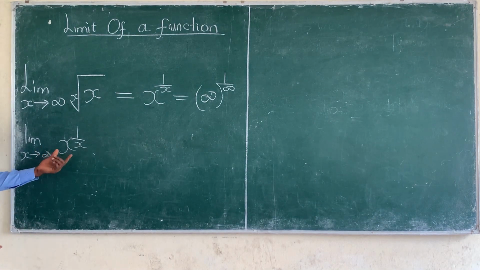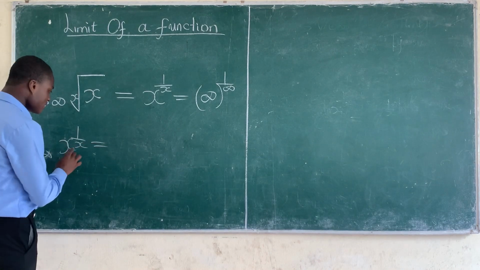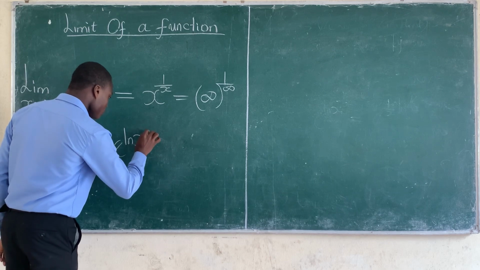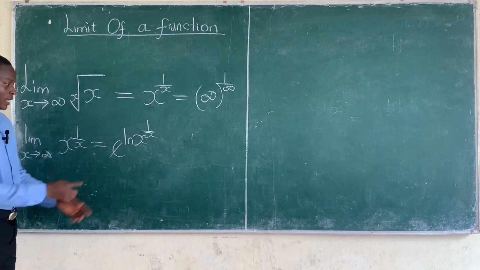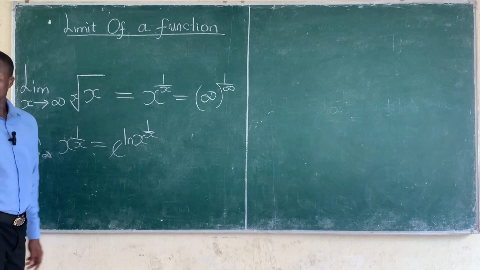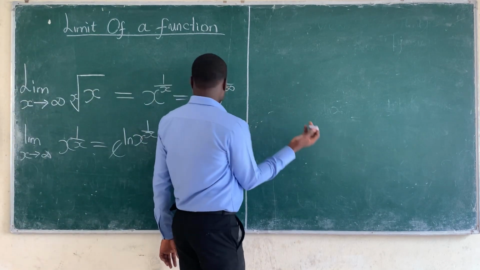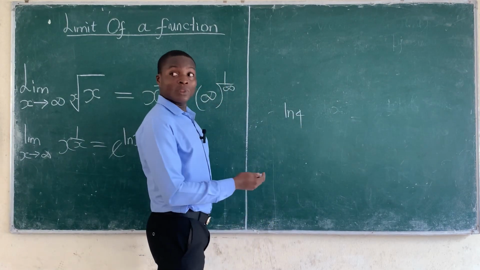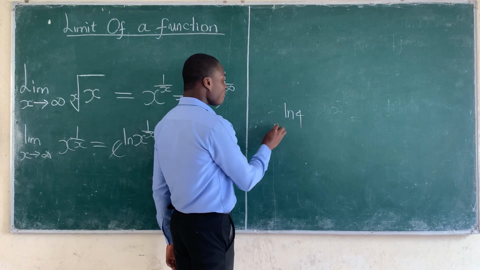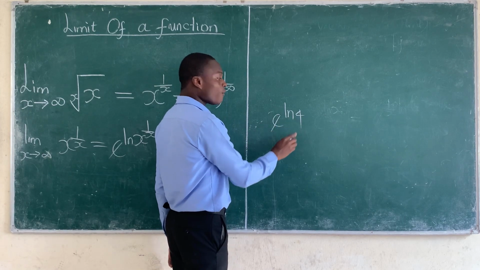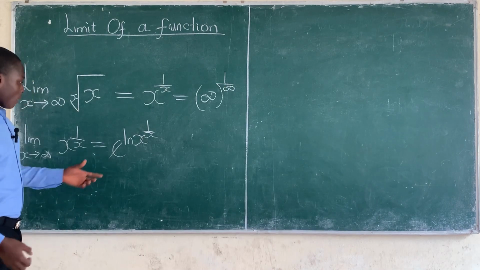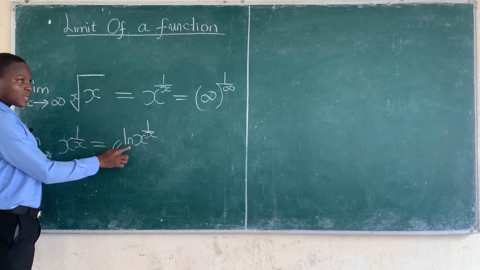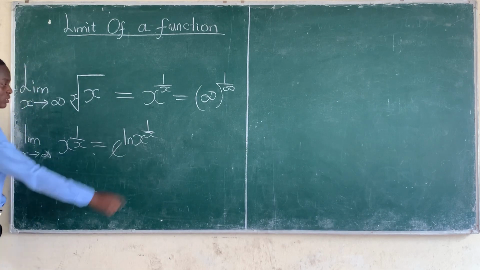But you know, we like e to be the base, so we can actually write this as e to the ln of x to the power of 1 over x, because we know that e to the ln always cancels each other. For example, if we have ln of 4, the natural log of 4, and we take the exponent of the natural log of 4, say e to the ln 4, you are going to have 4. So we have e to the ln of x to the power of 1 over x, because e will always cancel the natural log. Please take note, e will always cancel the natural log.